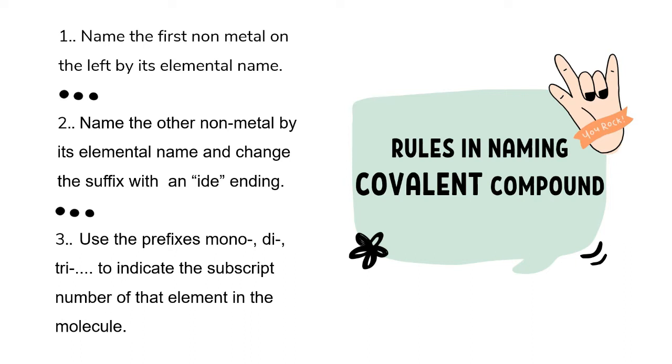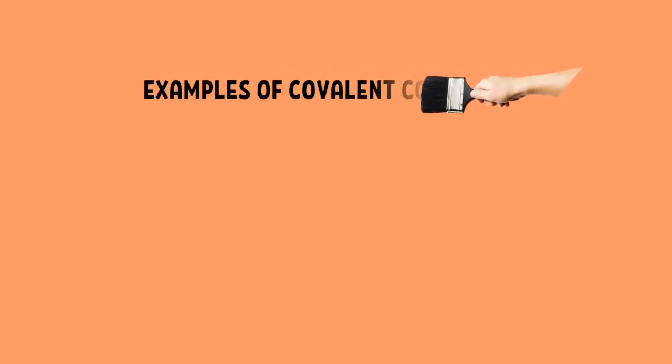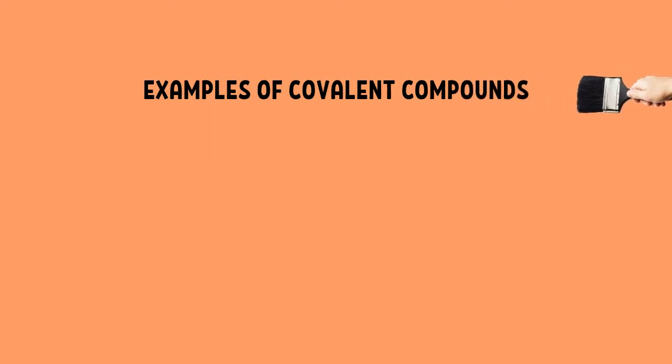And again, I know you did not understand much of what I said, and it sounds confusing. But don't worry, the next slide will help you better understand how to name covalent compounds. Let's have an example of a covalent compound. Let's try to name this example.